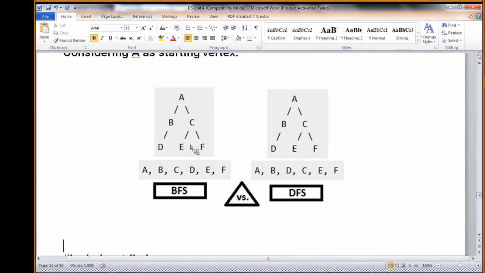So E and F. Then it will come to D, and it will check whether any adjacent vertices are there. D has no vertices, so it will stop. It will check D, E, F, and if it identifies no adjacent vertices after D, E, F, it will stop the traversing. The traversing in case of BFS will be A, B, C, D, E, F. In case of DFS, it will be A, B, D and C, E, F. The main difference between these two, please note down.